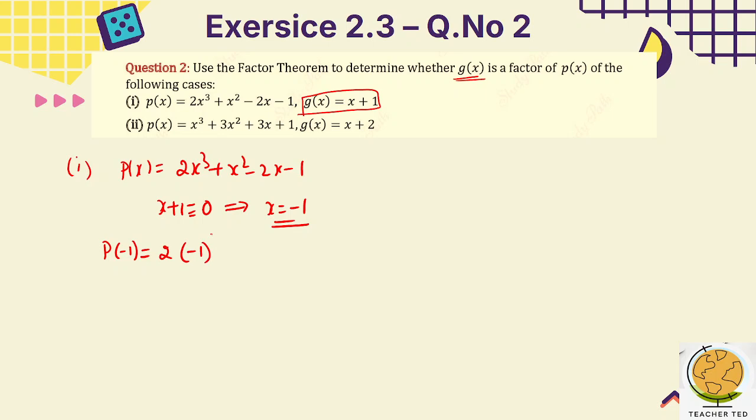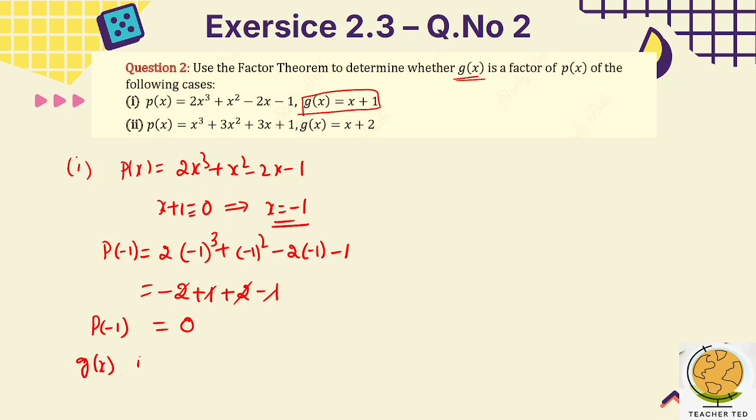Substitute wherever x is there, the value of x is minus 1: 2 into minus 1 cube plus minus 1 square minus 2 into minus 1 minus 1. Since it is 3 times, it is minus 1 into 2 is minus 2, plus 1, minus into minus is plus 2, minus 1. So minus 2 and plus 2 get cancelled, 1 and minus 1 get cancelled. You can say 3 minus 3 also. That way also you can understand the answer is 0. Since the answer is 0, we can say g of x is a factor of the given p of x.